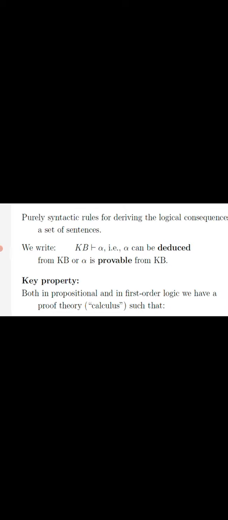So here some examples are given, inside and outside. M of alpha, M of KB. Outside is M of alpha. M means model. Inside also some separate model. So the model of KB, the model of alpha. Proof theory: purely syntactic rules for deriving logical consequence. Given a set of sentences KB, we write KB derives alpha, that is, alpha can be deduced from KB, or alpha is provable from KB. The key property: for both propositional and first-order logic, we have proof theory calculi, such that derivation is equal or equivalent to entailment.